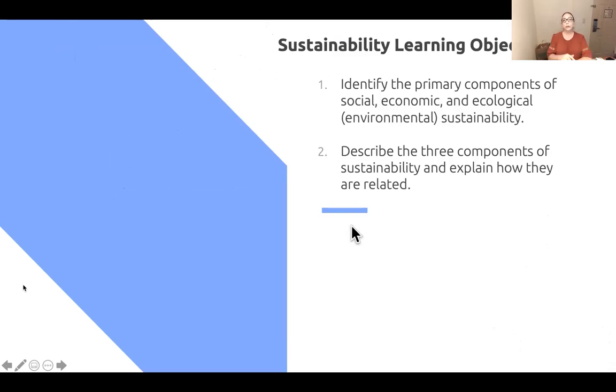So here are the learning objectives for the sustainability module. I want you to be able to identify the three components of sustainability, which would be social, economic, and environmental. I also would like you to describe the three components, like what is actually included in social, economic, and environmental sustainability, and also discuss how these work together.